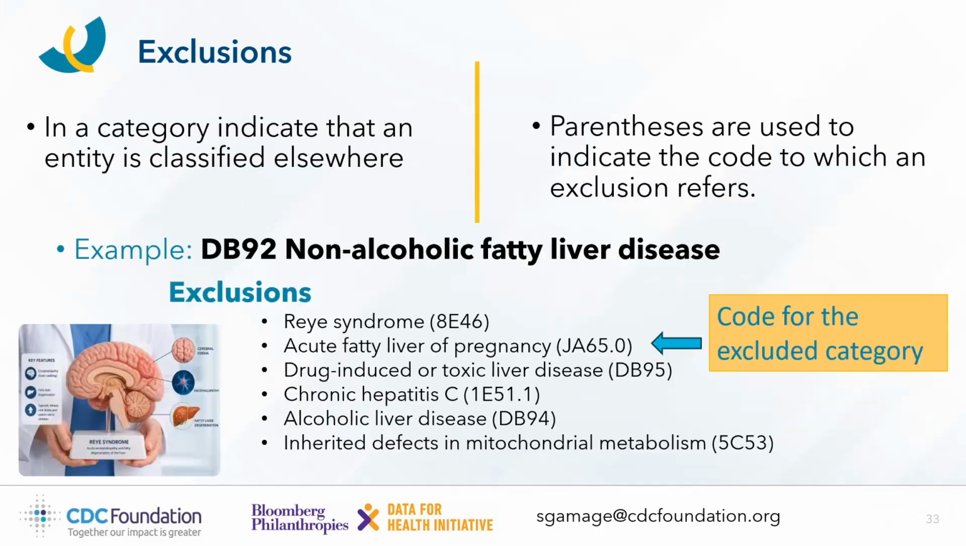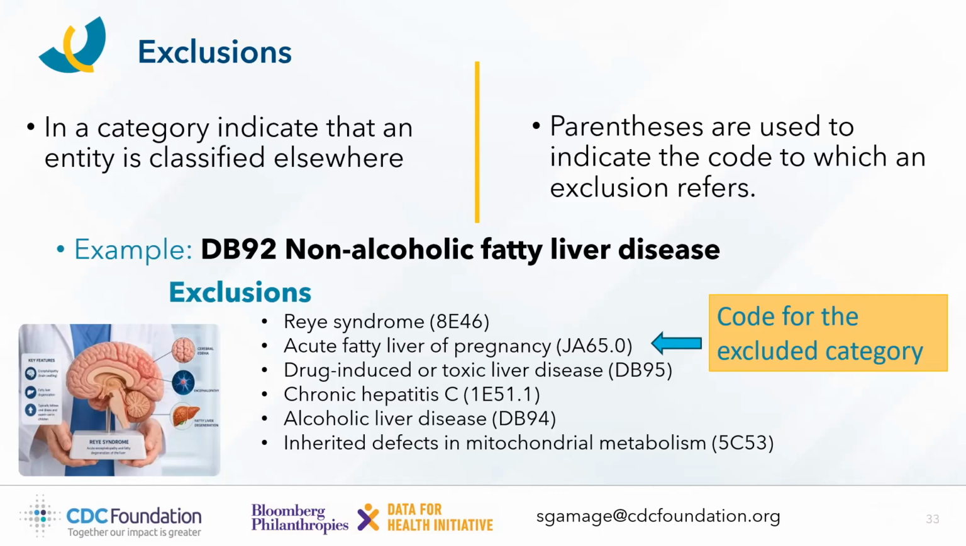Conversely, exclusions indicate that an entity is classified elsewhere, not within the same code range or chapter. They help users avoid misclassification when two conditions are distinct enough to require separate coding. Exclusions can appear at multiple levels, starting from chapter level, categories, extending downward to more specific codes. So exclusions in a category indicate that an entity is specified elsewhere. And parentheses are used to indicate the code to which an exclusion refers.